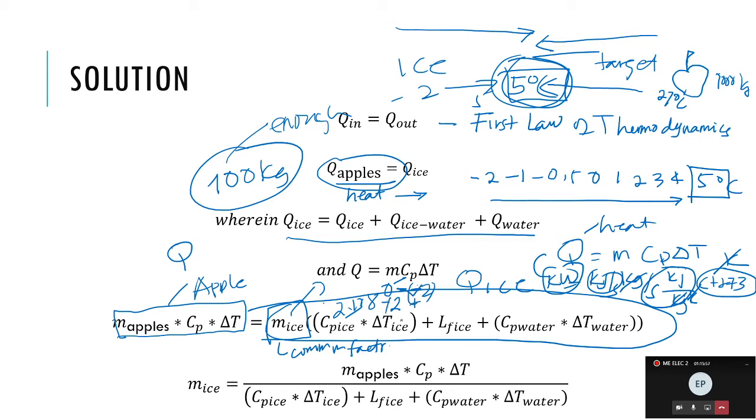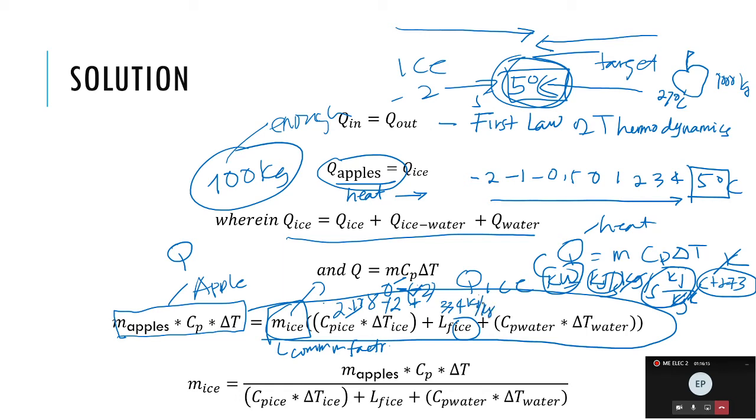Magiging positive, no? Kaya magiging positive 'to. Ngayon, punta na tayo. We go to the LF. Do we have LF? May latent, no? Kasi natunaw nga yung yellow eh. Pag natutunaw yung yellow, meron tayong heat of fusion. How much that? I think 334 or 335.